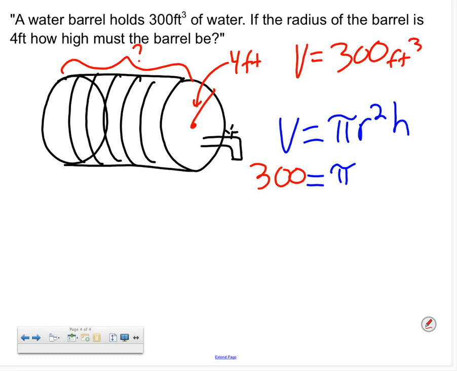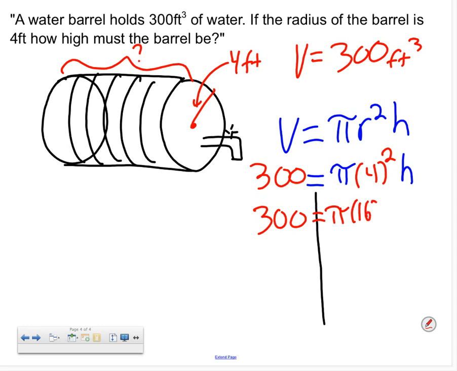I'm also going to replace my R with 4 because it says my radius is 4, so I know my R. What I don't know is my height here. I don't know my H. That's what I want to solve for. So I'm going to do what I know about equations and solve this like I would any other equation. So if I go through here, 300, I'll bring that down for right now. I won't do anything with that. Pi, I'll bring down. 4 squared, I know is 16, so I'll write times 16. And I'll write times h. I'm going to give myself a little bit more space here.